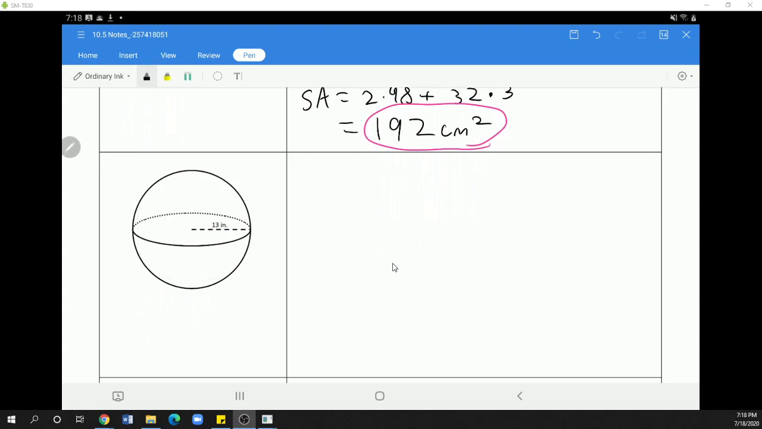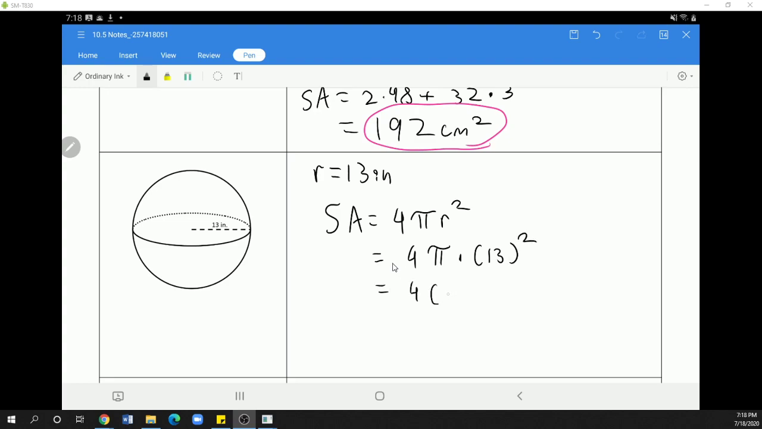Spheres are as nice as they come. The trickiest thing I could give you on a pure sphere is the diameter instead of the radius, but that's not even here. So R is 13 inches. That means surface area, which is always 4 pi r squared, is equal to 4 pi times 13 squared.